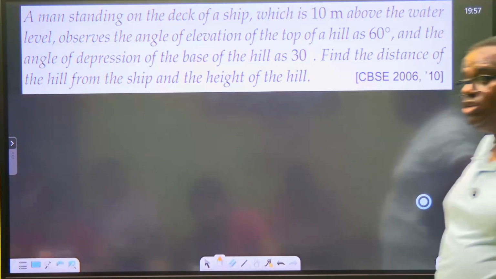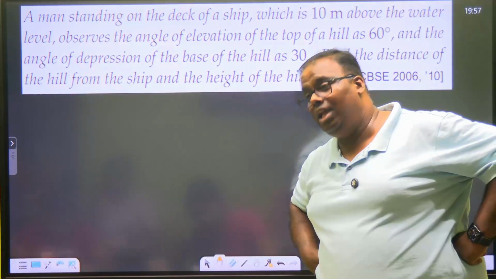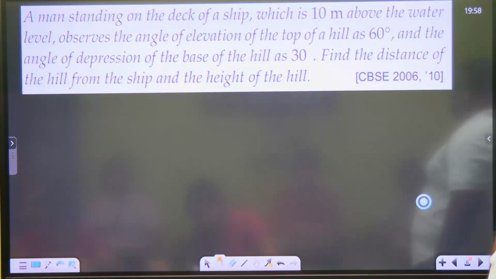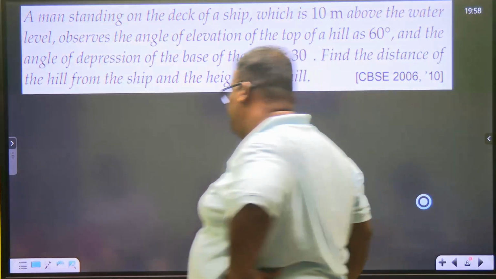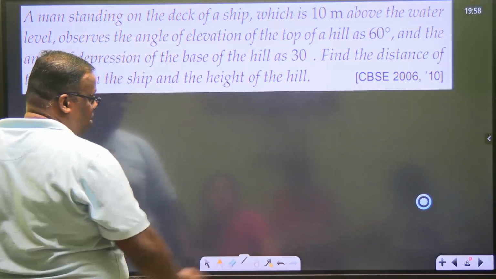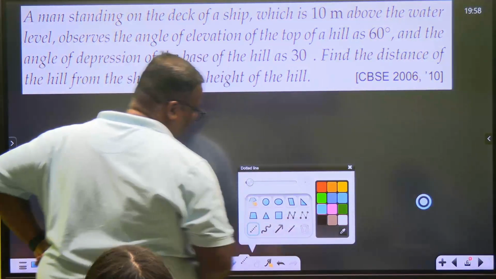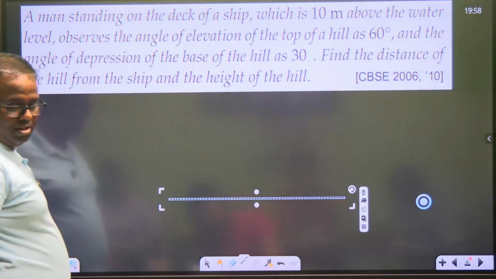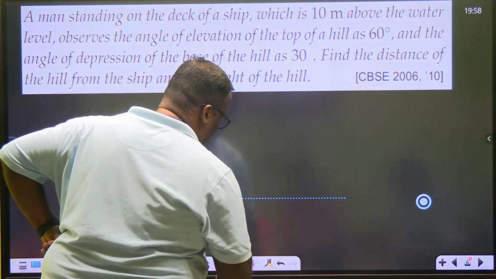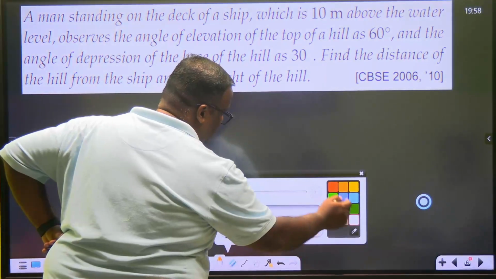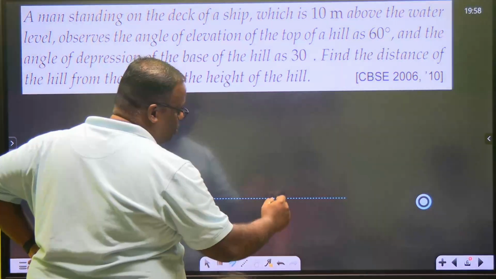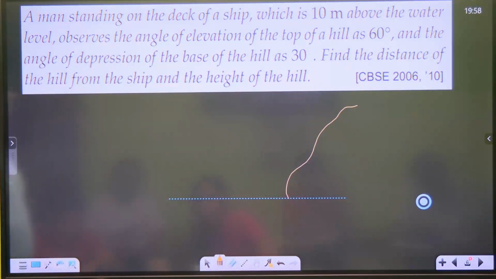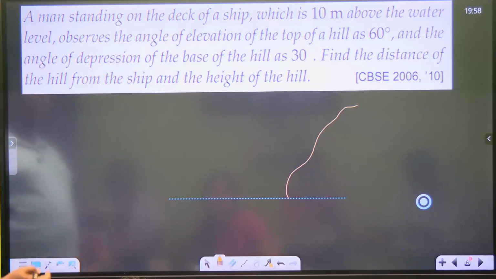So here we have a ship, we have a hill, which has a top and a bottom also. The first thing that you should make is the water level. Let us make the water level. This is water. The hill will always rise up from the water level, yes or no? So the hill will be something like this. This is your hill.